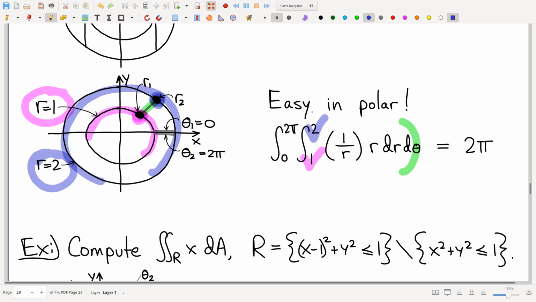How we doing? Everybody happy with that? So really powerful trick. Having this option at our disposal of doing an integral in polar coordinates instead of rectangular coordinates. Very powerful computational trick.